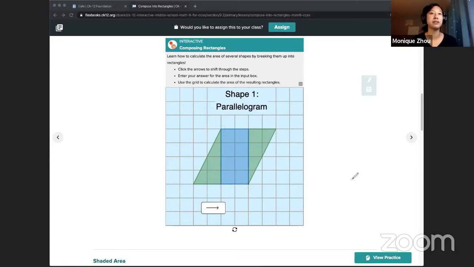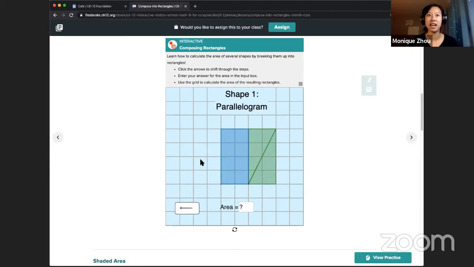So let's see what happens when we continue on with the interactive. Cool, look at that. The interactive moved the triangle over so that now we have a rectangle, and we can count the square units.